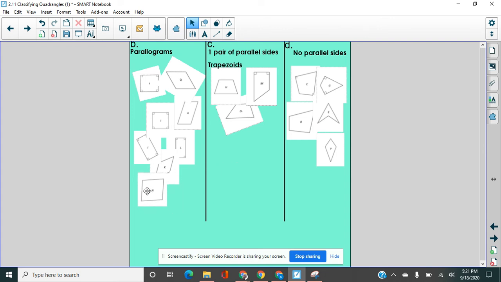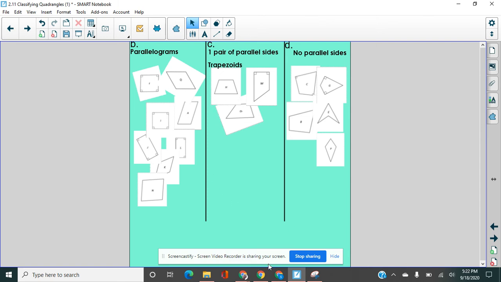So we can sort parallelograms. We can classify them according to their sides. Now we can classify them other ways too, according to right angles and some other different properties that they have. But I really want us to look at parallel sides because all of these are parallelograms, and all of these are trapezoids. These are just quadrilaterals, right? Now, these are all quadrilaterals actually, but these are special quadrilaterals.